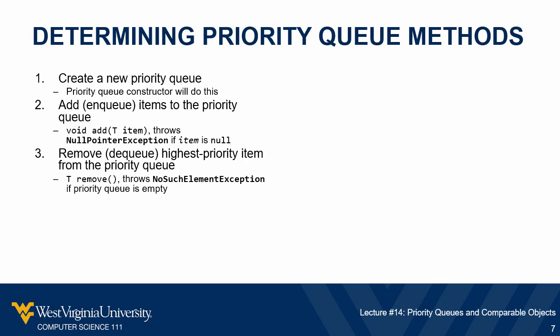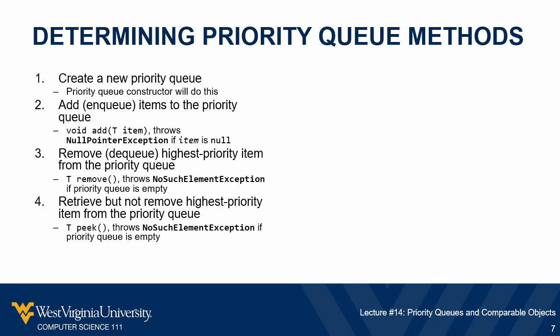We're also going to have a peek method that will retrieve the highest priority item but not remove it from the queue. It's not going to change the contents of the priority queue. This method is also going to throw a NoSuchElementException.